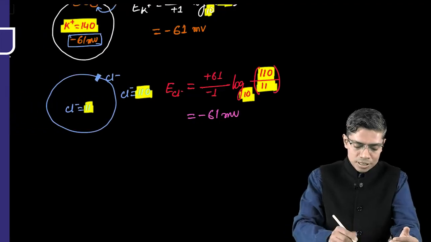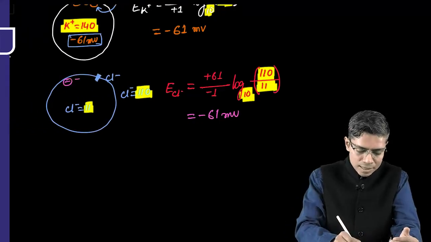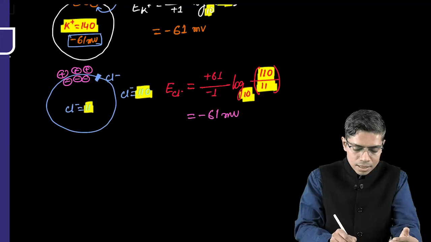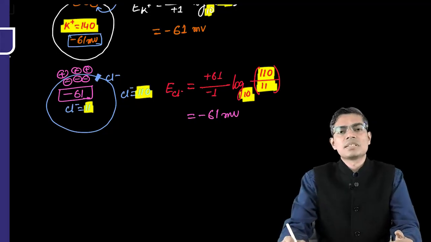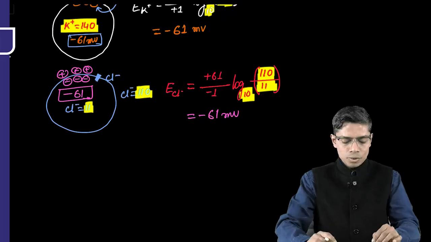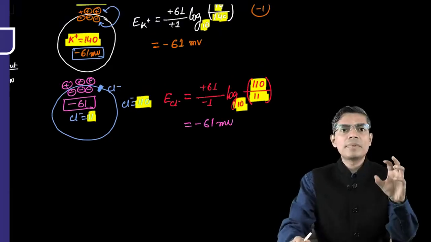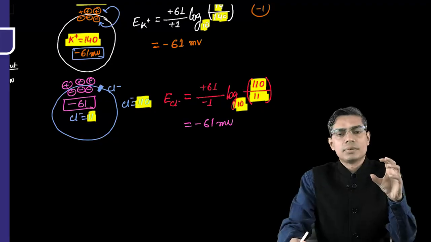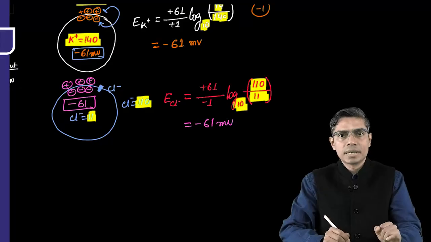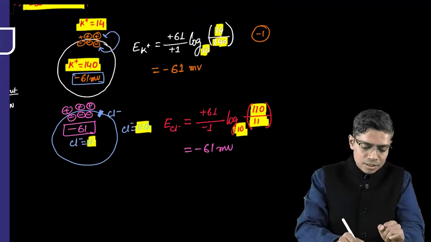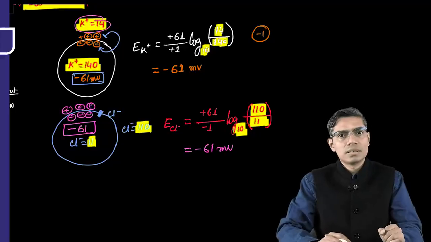Getting my point? Even in this cell, inside voltage will be negative, outside voltage will be positive, and how much is that? That is minus 61 millivolt at equilibrium. That is known as the equilibrium potential of chloride in this cell. In both these examples, we have taken a model cell, but the exact concentration of chloride inside the cell is not 11, and similarly the exact concentration of potassium outside is not 14.